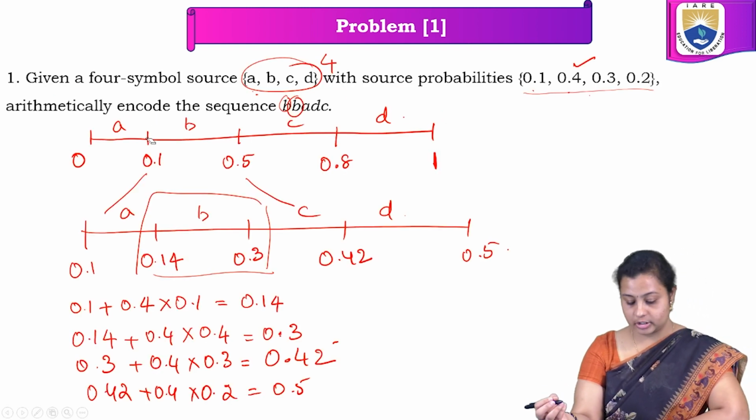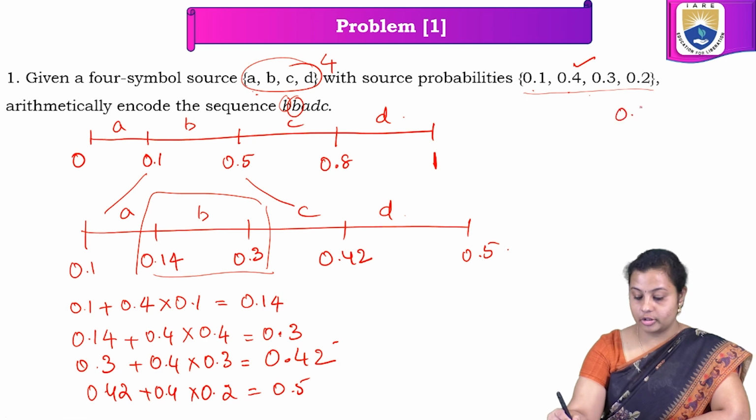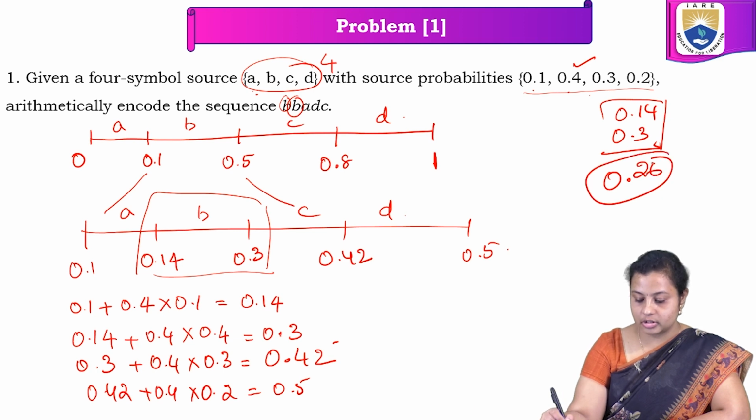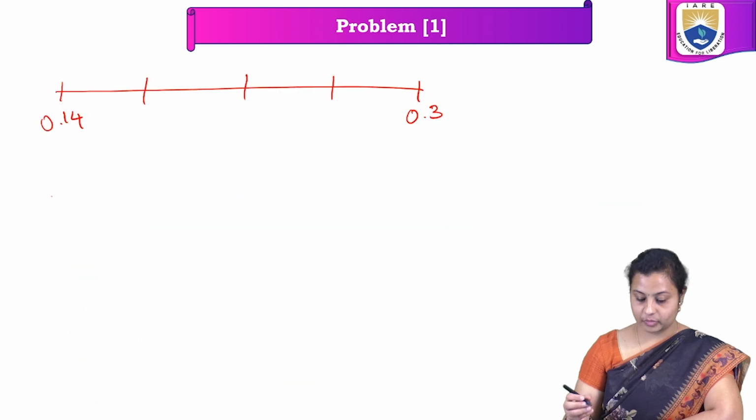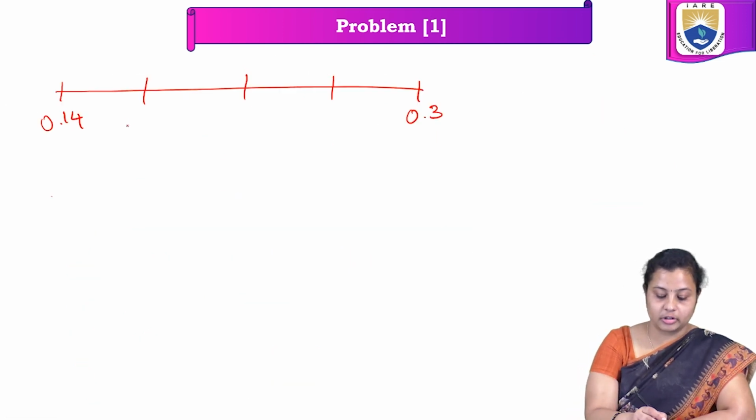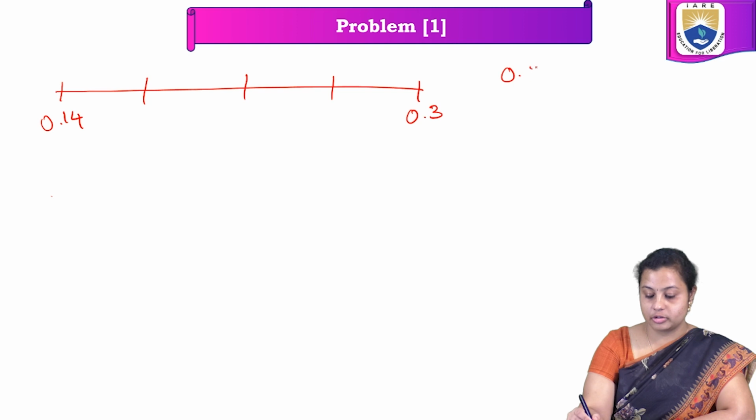So what is this length here right now? I have 0.14 and 0.3. So what is this length now? Which is equal to 0.26, right? 0.26. So I have the length as 0.26.